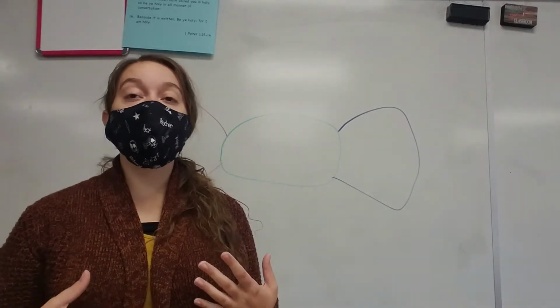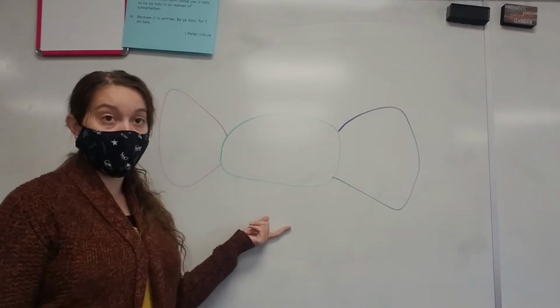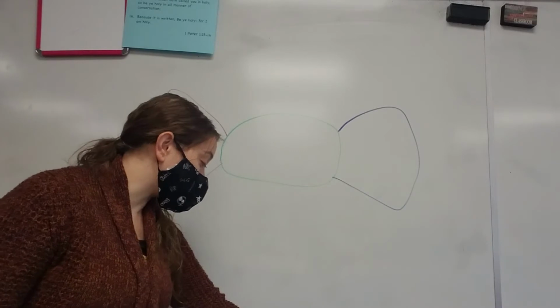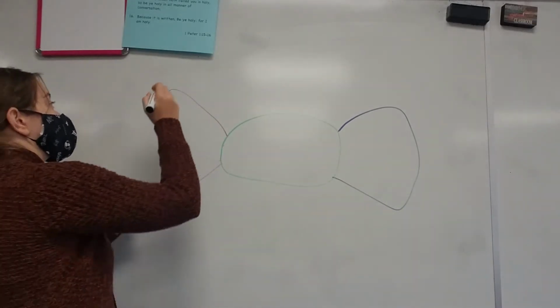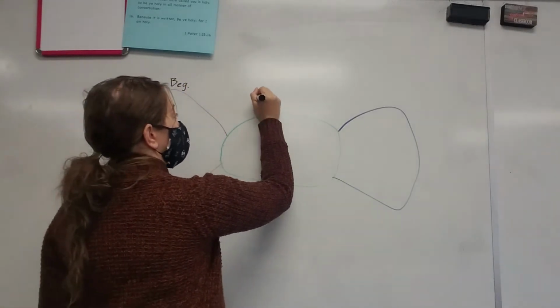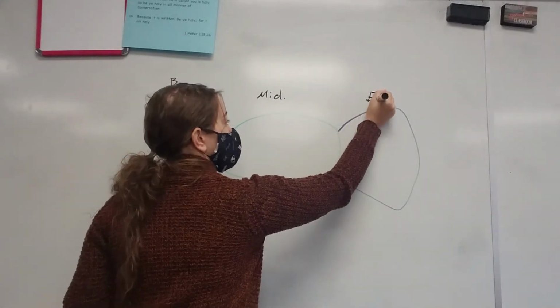So the diagram that the book uses is a piece of candy. With the piece of candy illustration, this is the beginning, this is the middle, and this is the end. Okay?